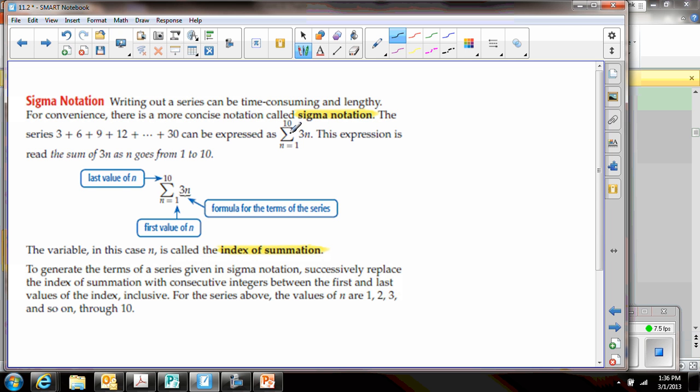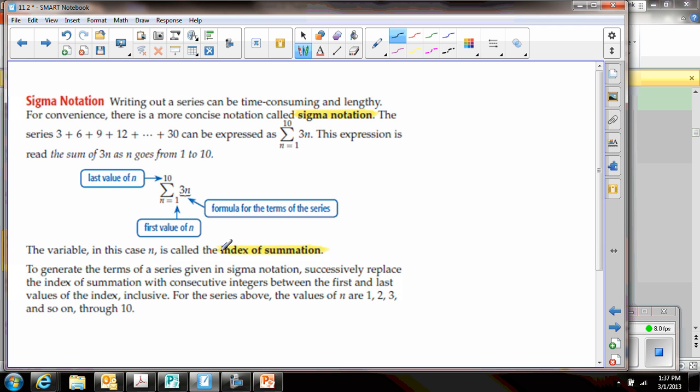This sigma stands for sum. So this means find the sum of all the numbers created by 3n from 1 to 10. This is read as the sum of 3n as n goes from 1 to 10. 1 is the first value of n that gets plugged in. 10 is the last value that gets plugged in. And this represents the series that we found.